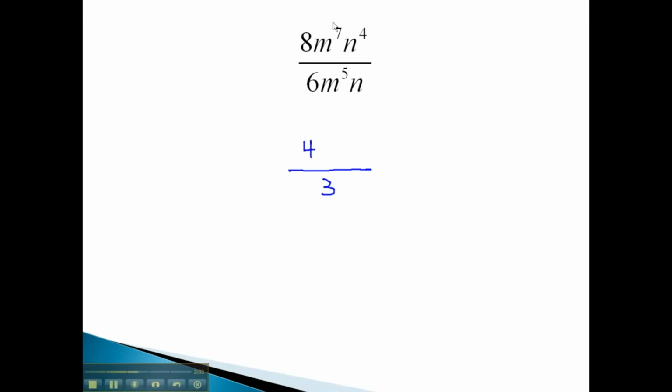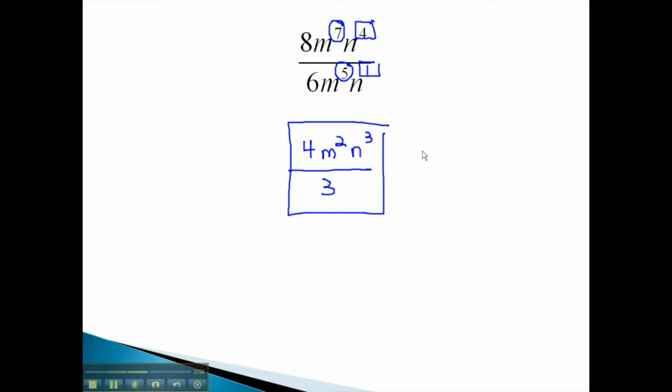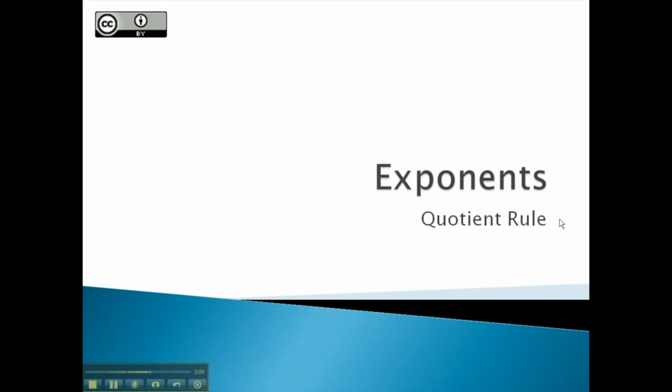On the m's, we will subtract the exponents. 7 minus 5 gives us m squared. Because the answer is positive, we leave the m squared in the numerator. Also subtracting the n's exponents, 4 minus 1, to get n to the third power. And this becomes our final solution, 4m squared n cubed over 3. The quotient rule asks us to subtract exponents when simplifying our expressions.